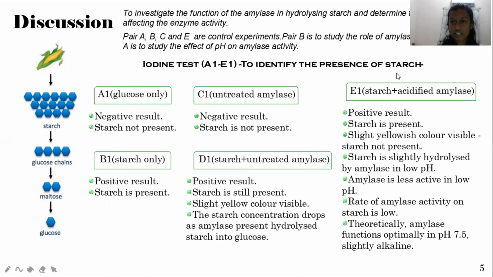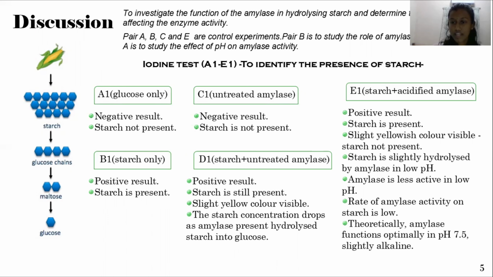E1 contains the starch and acidified amylase. Here our result is positive, but we also see a mixed observation. The blue-black part shows that the starch is still present, and the slight yellowish color visible there shows that the starch is not present. So here, the starch is slightly hydrolyzed by the amylase in low pH.